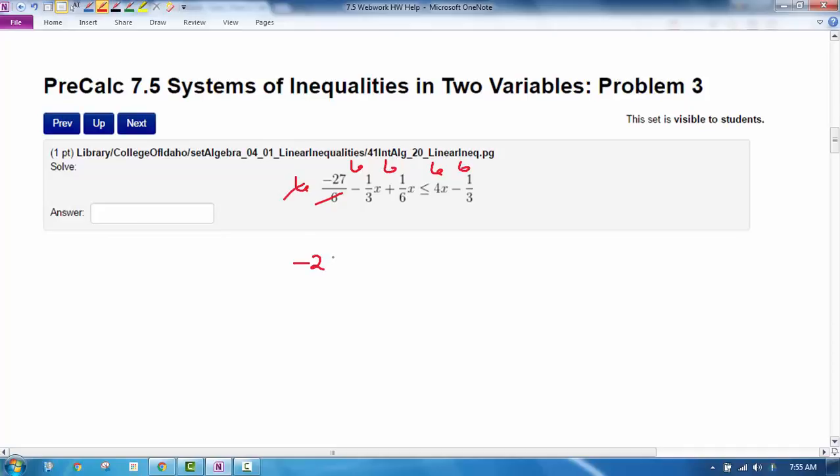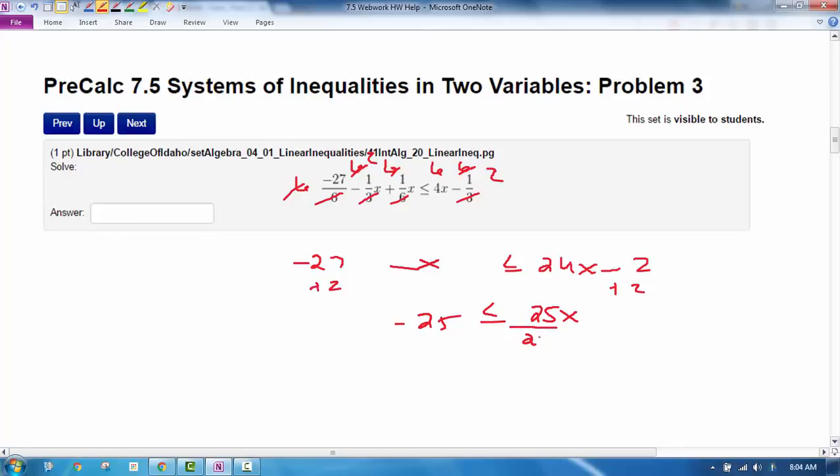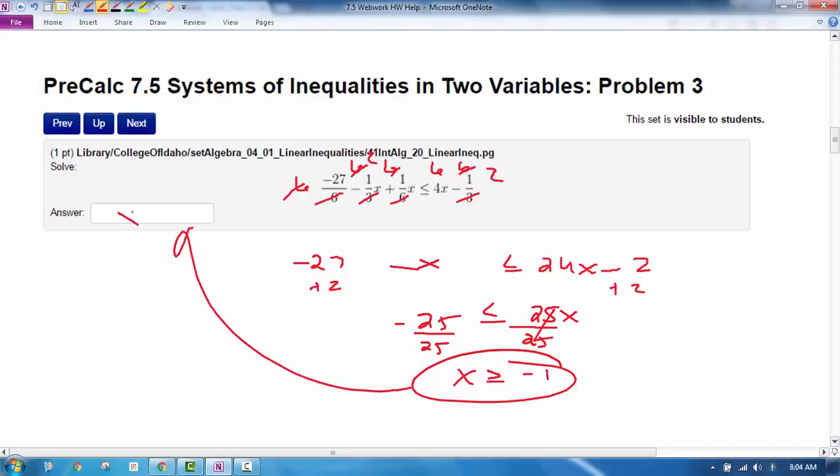You'd get negative 27, 3 goes into 6 twice, so that'd be negative 2x. This gives you x is less than or equal to 24x minus, and 3 goes into 6 two times, so it'd be minus 2. So then this becomes negative x, and I can add x to both sides. It gives me 25x over here, and I can add 2 to both sides, and that gives me negative 25. Divide both sides by 25, and you get x is greater than or equal to negative 1. I know it's kind of hard to enter this in. You have to do greater than, equal to, negative 1, like that.